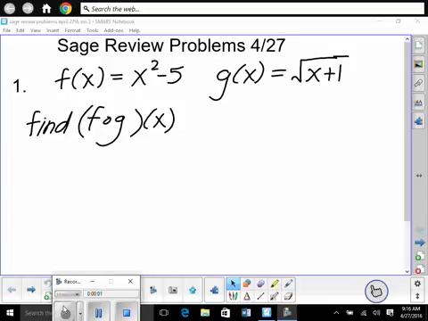Given f of x is x squared minus 5 and g of x is the square root of x plus 1, we're asked to find f of g of x. Remember, this means f composed of g of x, which is different than multiplication. An open circle means f composed of g.